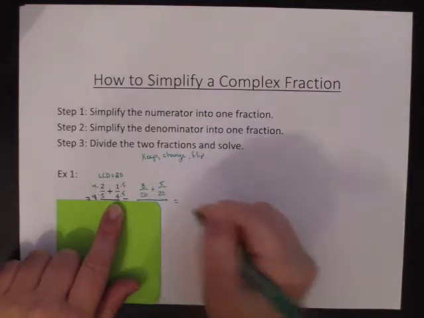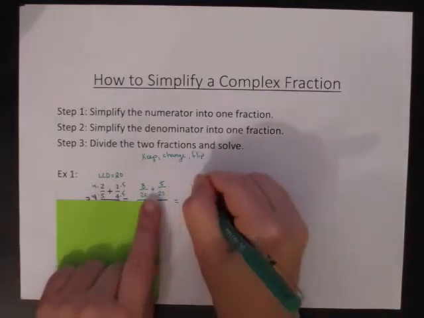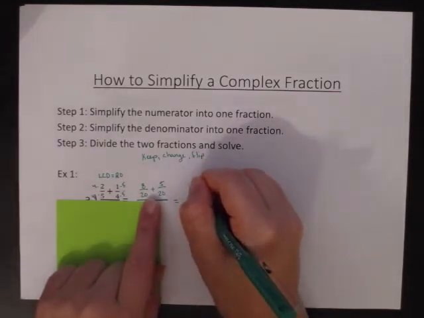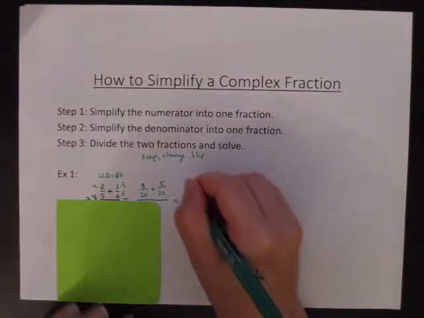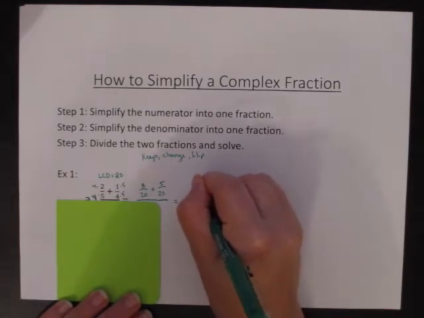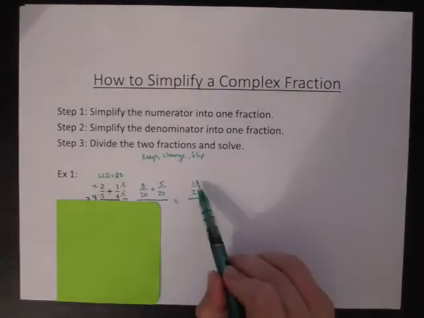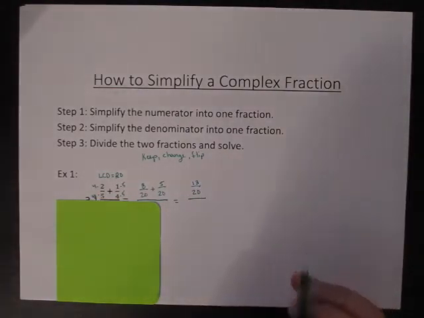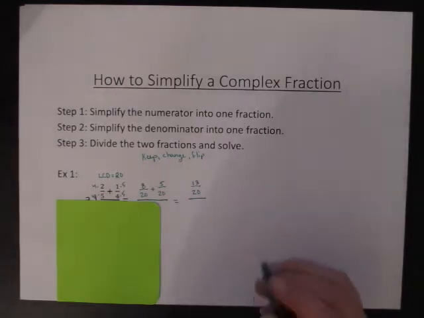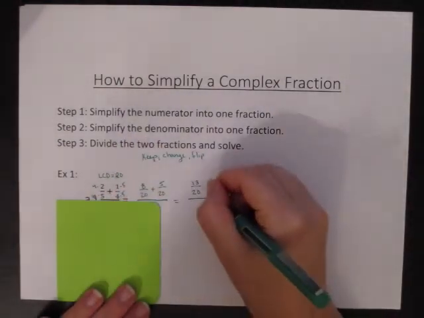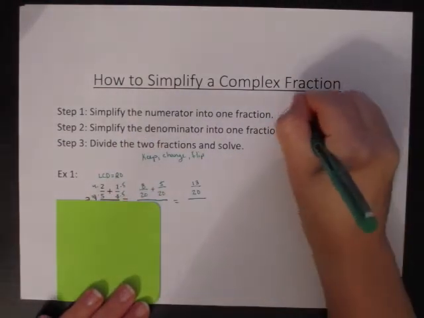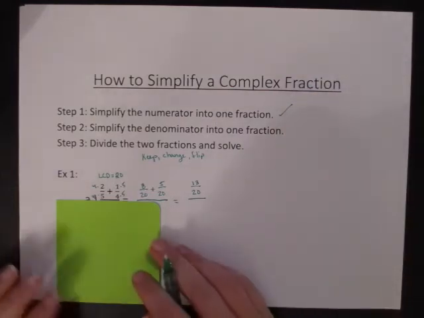If I continue to clean that up, I have the same denominator, and 8 plus 5 is going to give me 13. So I got 13 over 20. And the last thing I need to check is, is there anything I can do to reduce this? 13 and 20, there's absolutely nothing I can do. So this is all step 1. We have simplified the numerator into one fraction.